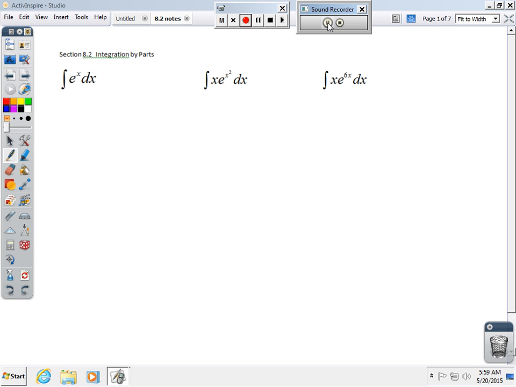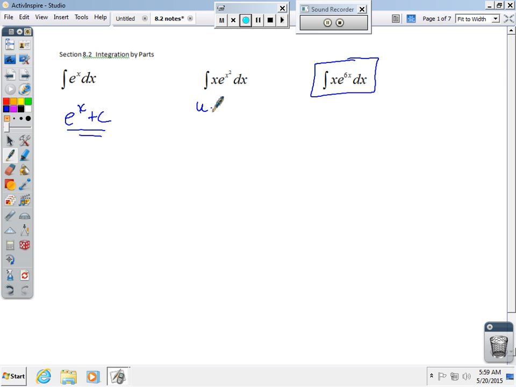So here we go. These first three examples are just going to show you how you could possibly integrate with our old rules, but what happens when we get to this third example, where our substitution rules don't work. For the first one, I'm going to go through these quickly. Obviously, the integral of e to the x is e to the x plus c. So again, the old rule works for this one.